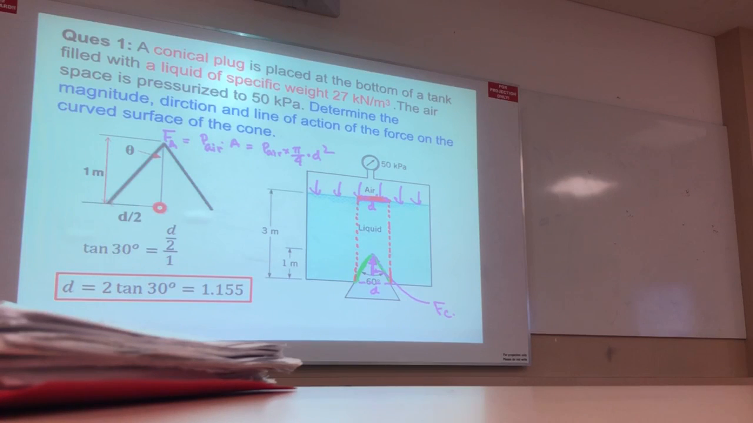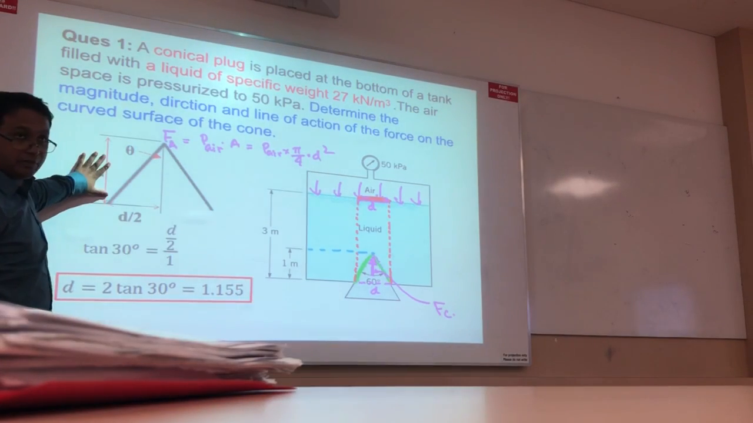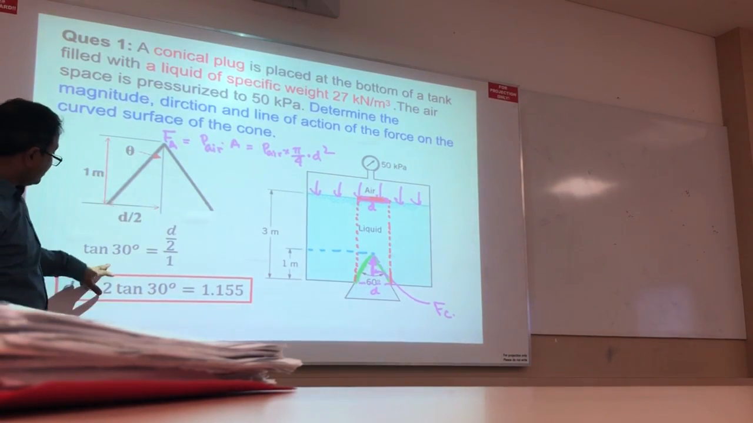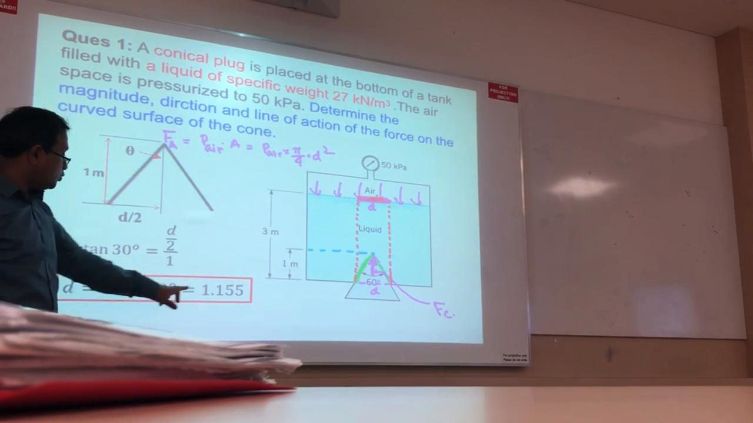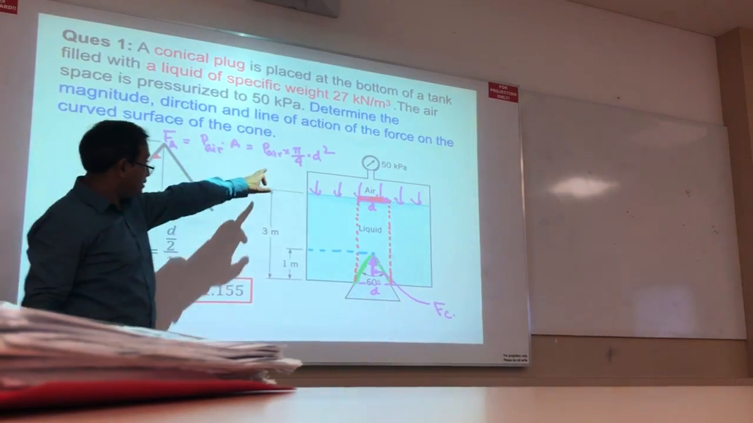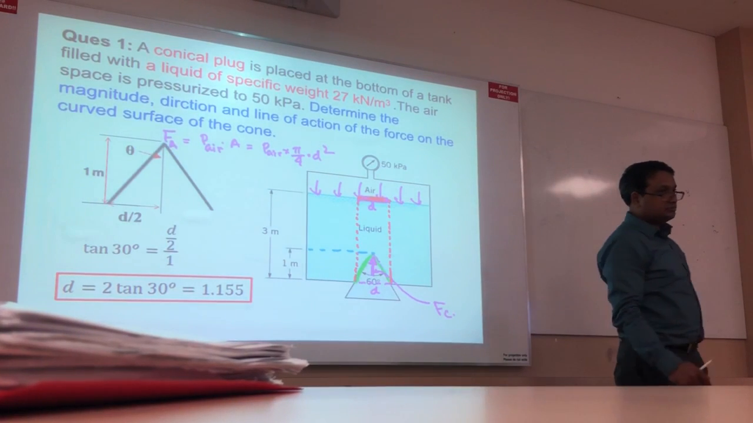So from here to here is d by 2. And I know the distance from here to here, which is 1 meter. Then what can I do? tan 30 is equivalent to d by 2 divided by 1, right? This divided by this. Then I can find the value of d, which is 1.155. Then I substitute the value here and I can find Fa, right?